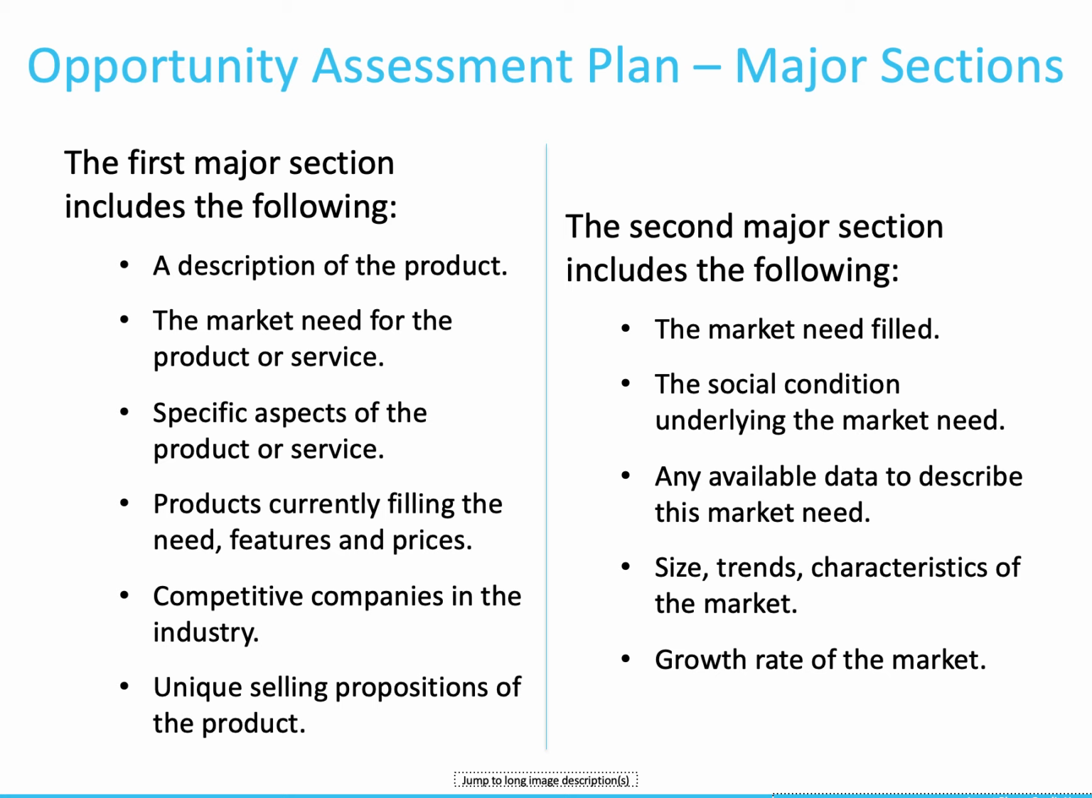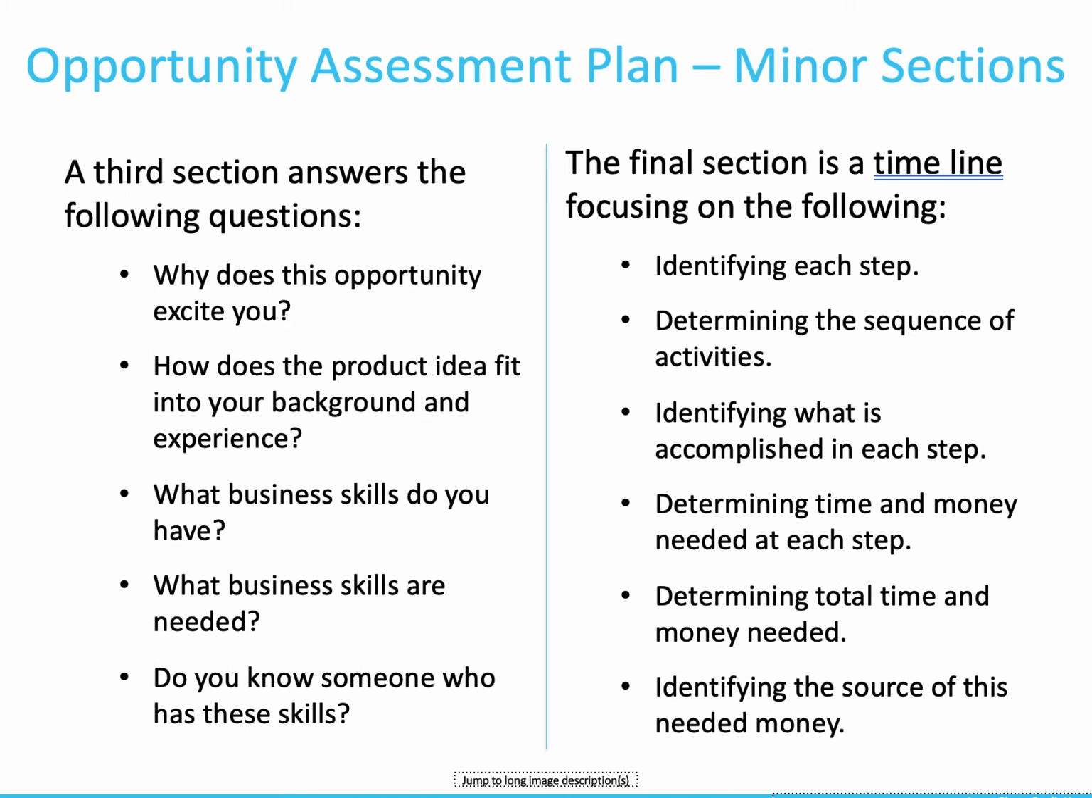And then the second major section begins with the following: the market need filled. So how do you fill a need in the existing market? Is there a hole in the market that you can fill? The social condition of the underlying market need, any available data to describe this market need, size, trends, and characteristics of the market, and the growth rate of the market. Is this something that's a dying market? Is it a flat market? Is it something that's going to have explosive growth, which would be ideal?